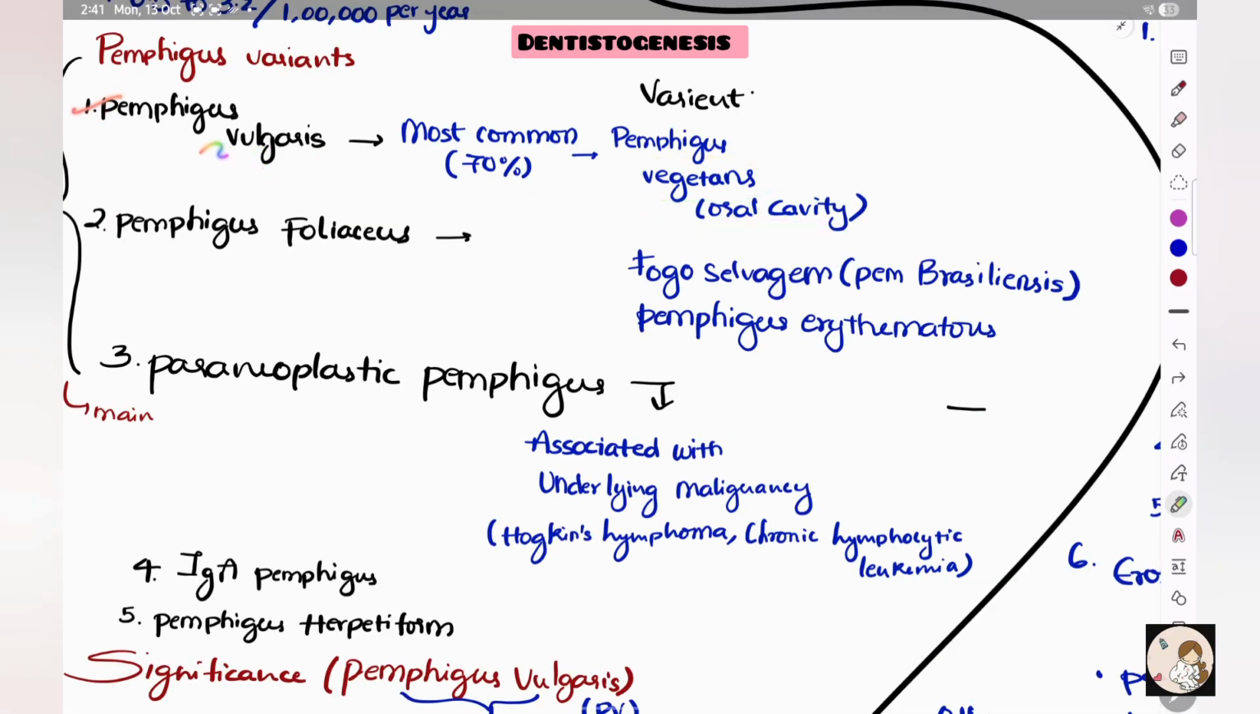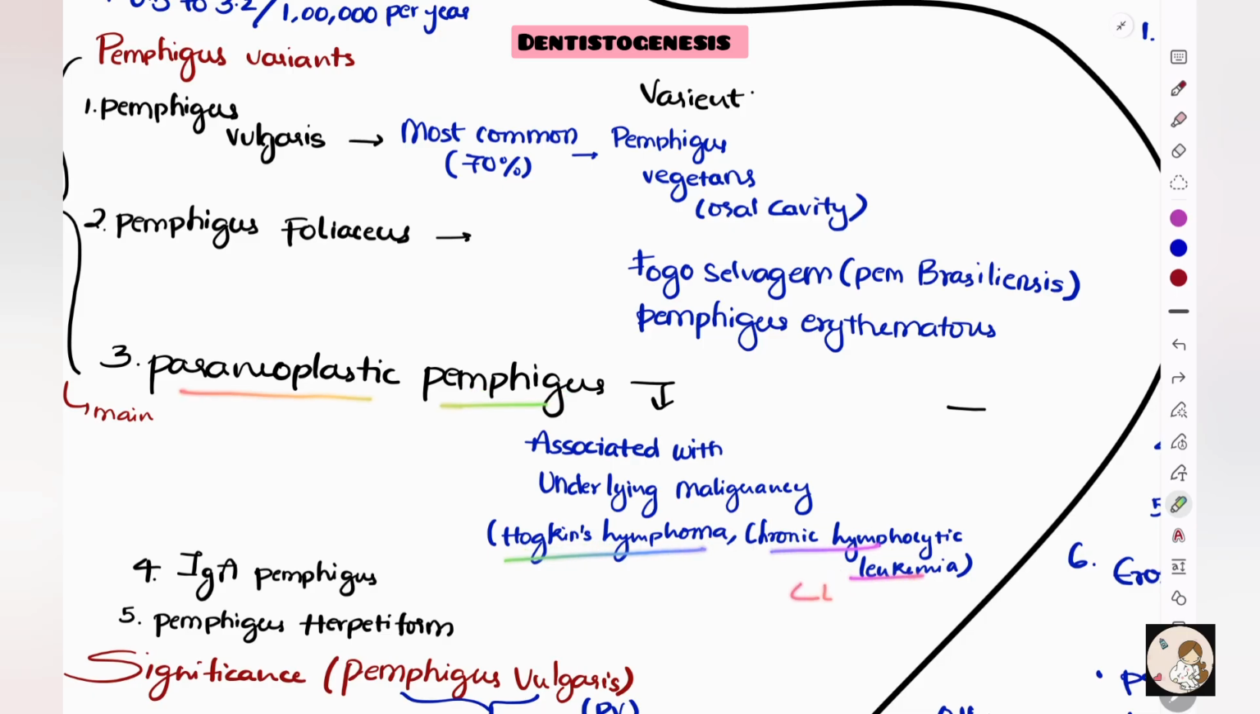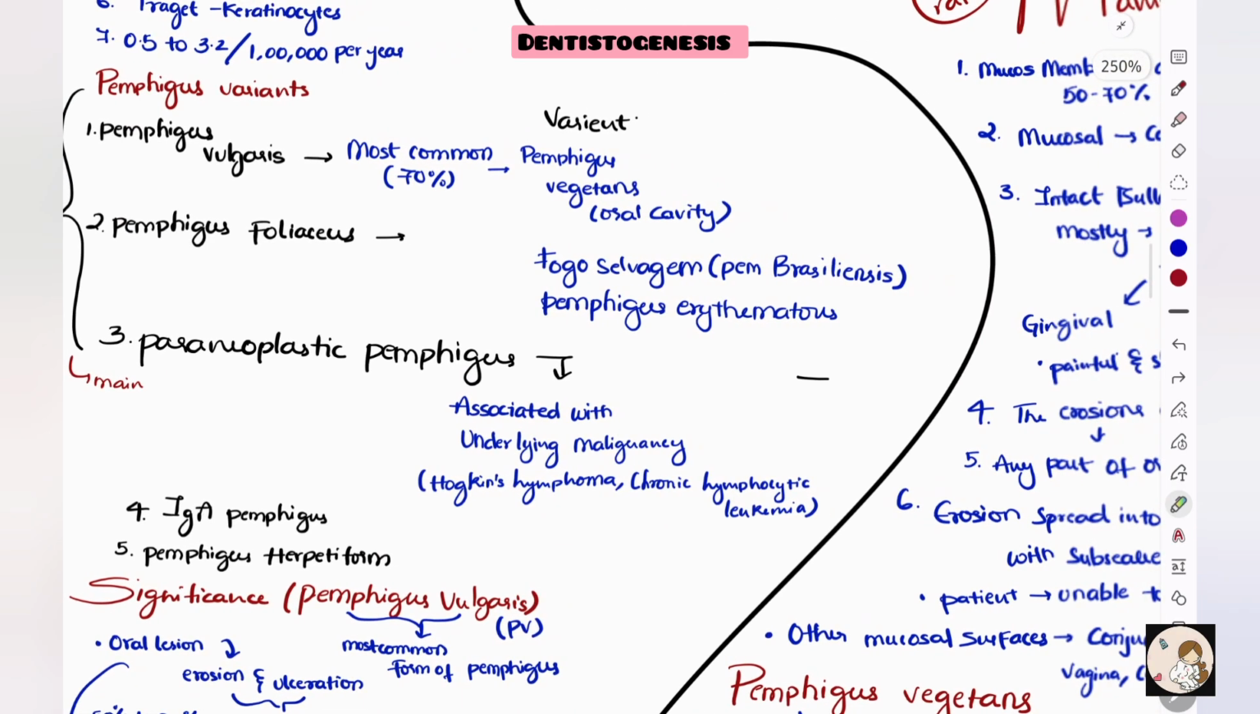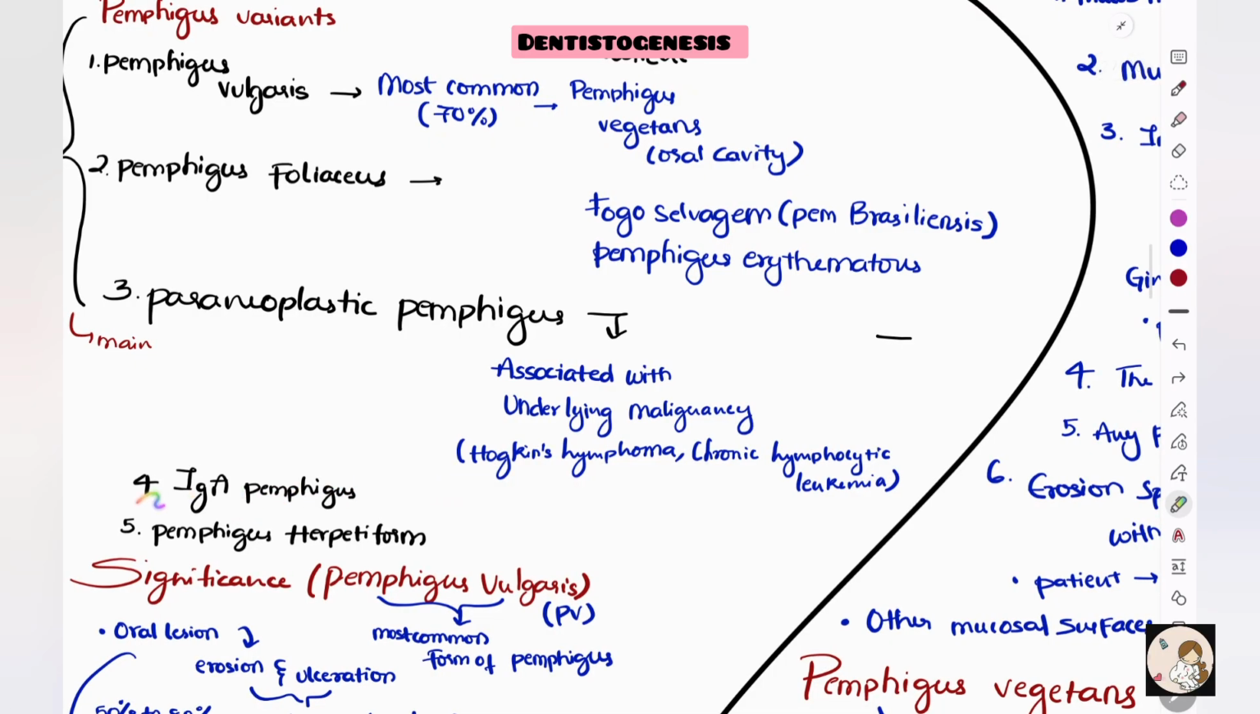Now coming to pemphigus variants. The first one is pemphigus vulgaris, which is the common form, and its variant is pemphigus vegetans, which affects the oral cavity. Then pemphigus foliaceus, and another variant is pemphigus erythematosus. Then paraneoplastic pemphigus, associated with Hodgkin's lymphoma and also CLL, chronic lymphocytic leukemia. These are the common and most affecting pemphigus types in patients. The other two are IgA pemphigus and pemphigus herpetiformis. These are the variants of pemphigus.